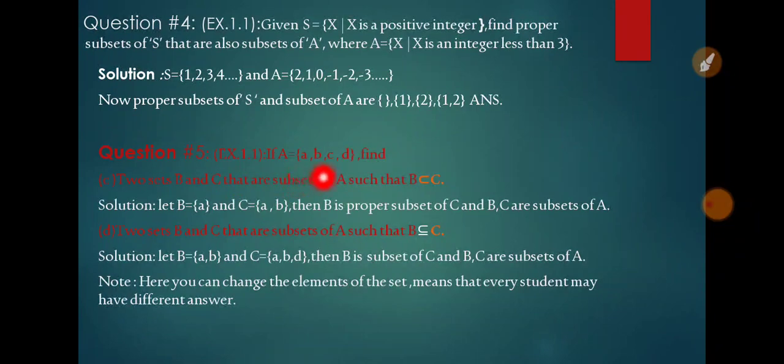If A is equal to {a, b, c, d}, then find two sets B and C that are subsets of A such that B is a proper subset of C. Now, for suppose, here we have to make a condition. Let B equal {a} and C equal {a, b}. Then now check this one. In this, B is a proper subset of C.